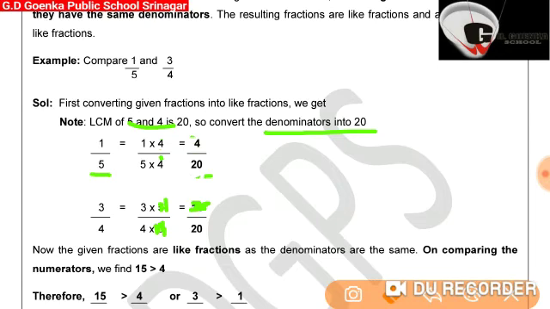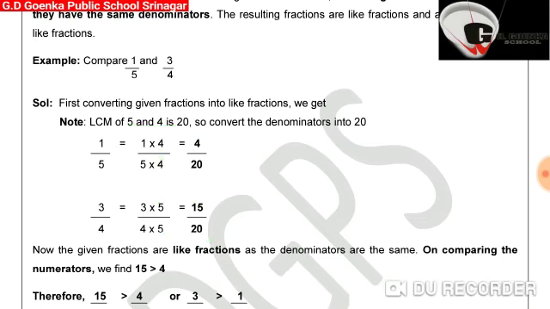Similarly, 4 is converted to 20. Now what should be multiplied to 4 so that the product is 20? Obviously 5. So 4 times 5 is 20. If we are multiplying 5 to the denominator, we're going to multiply 5 to the numerator as well. So 3 times 5 is 15. So now the equivalent fraction is 15 by 20.